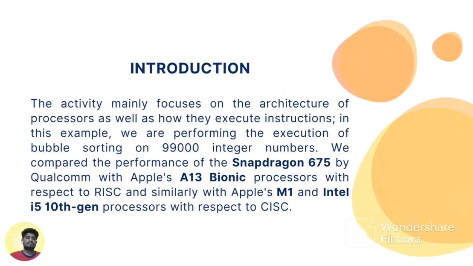So introduction. The activity mainly focuses on the architecture of processors as well as how they execute instructions. In this experiment, we have performed the execution of bubble sorting of 99 random integer numbers. This number is specifically 99 because we are also experimenting on the Snapdragon 675 processor, which is a RISC processor. So it was one of our constraints to restrict ourselves to this number to have a proper result in all the devices. So this was one of the main reasons.